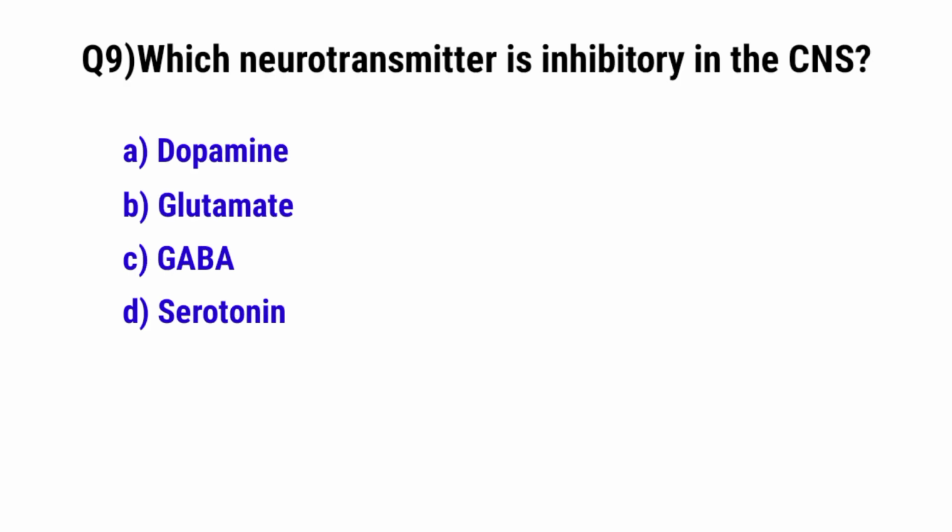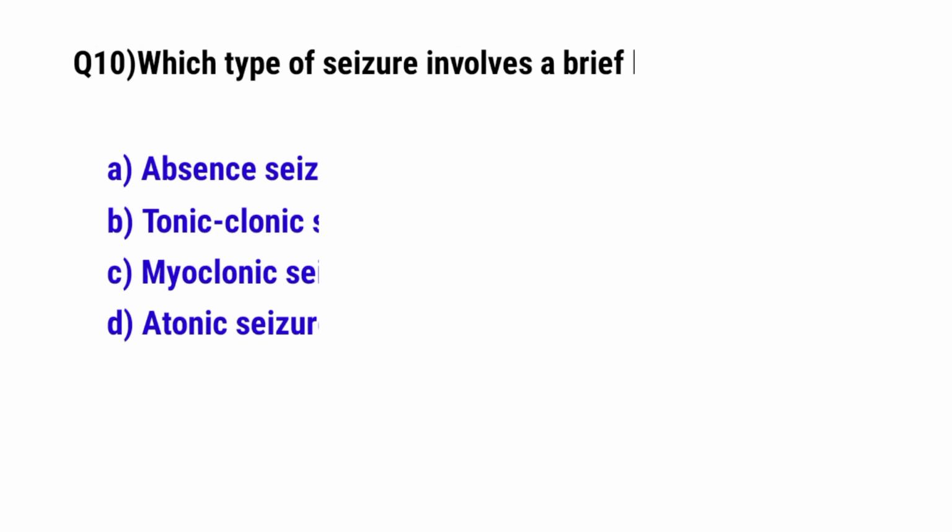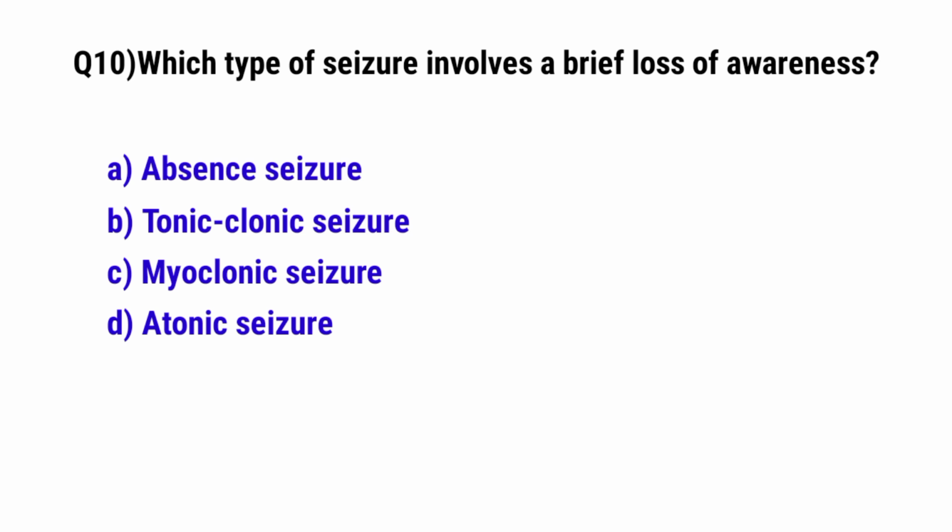Question number 9. Which neurotransmitter is inhibitory in the CNS? The correct option is C. GABA. Question number 10. Which type of seizure involves a brief loss of awareness? The correct option is A. Absence seizures.